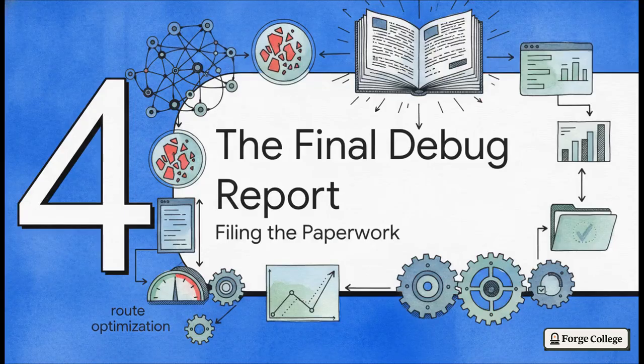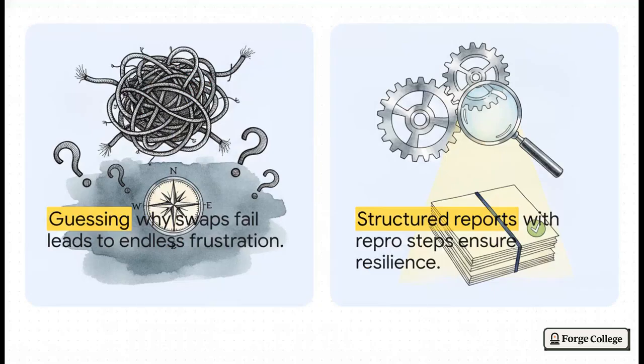Finally, Section 4, the final debug report. Time to file the paperwork. So, once your harness is confidently catching errors and your route optimization thresholds are properly set, your absolute final step is compiling all this data. Look, guessing why swaps fail leads to nothing but headaches and more of that 2 a.m. frustration. But moving to structured debug reports with exact reproduction steps and fallback strategies, that officially elevates your development process from amateur hour to a true engineering-grade system with clear root causes.